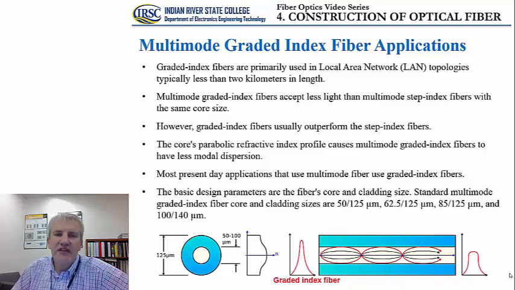The parabolic refractive index profile causes multimode graded index fibers to have less modal dispersion, and typical sizes that are used in this case would be 50, 62.5, 85, and 100 microns for the diameter of the core, and then the cladding is going to be approximately 125 or 140 micrometers in diameter.